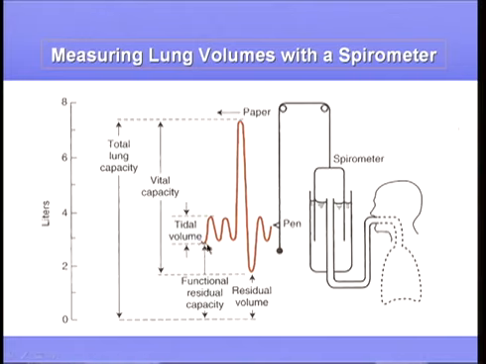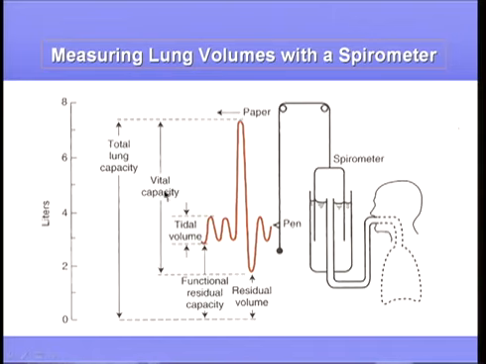And you can also see that the volume at the end of a normal expiration here is, of course, larger than the residual volume, and is called the functional residual capacity. Okay? The volume that the subject breathes out with this maneuver from total inspiration to total expiration is called the vital capacity.